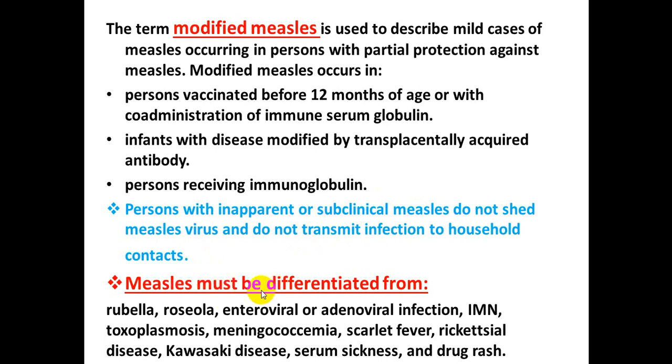This is important. Differential diagnosis of measles. You have to differentiate measles from any case presented with fever and rash, like in rubella, roseola, enteroviral infection, adenoviral infection, infectious mononucleosis, toxoplasmosis, meningococcemia, scarlet fever, rickettsial diseases, Kawasaki disease, serum sickness, and even from drug rash.